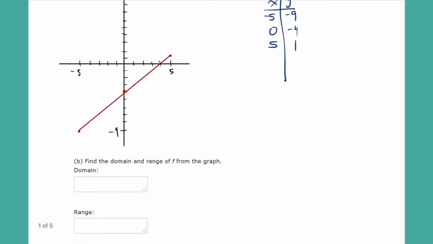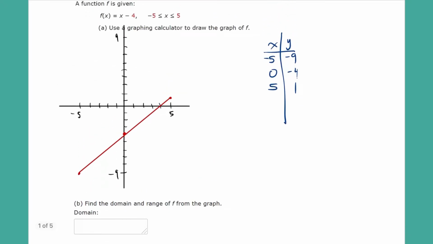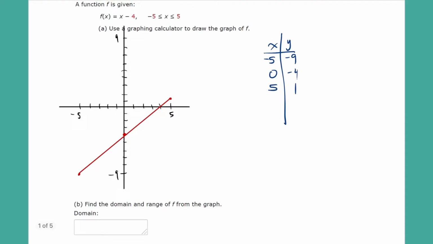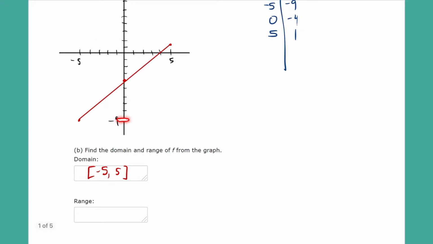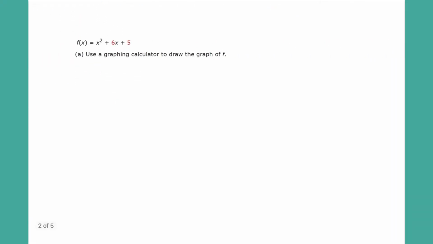So the domain is given to us. They want interval notation though. Because of the equal sign down below, that means you're going to do closed brackets on both ends. -5 to +5, closed brackets on both ends. In the range, you're looking at the y-coordinates. The lowest value is -9, and the highest value is +1. So -9 to +1, and that would be it.